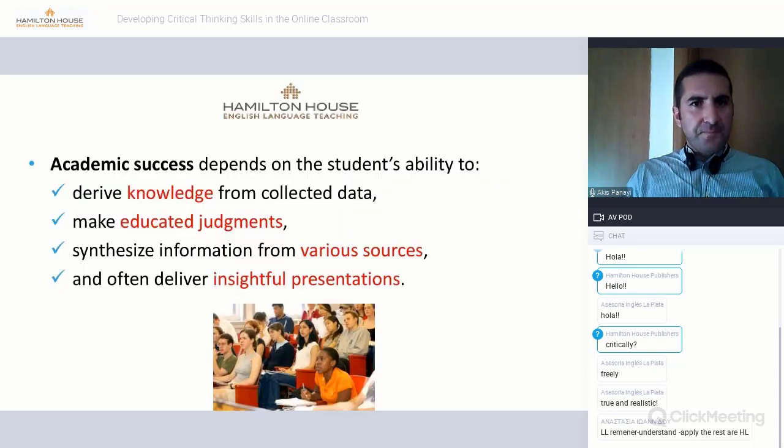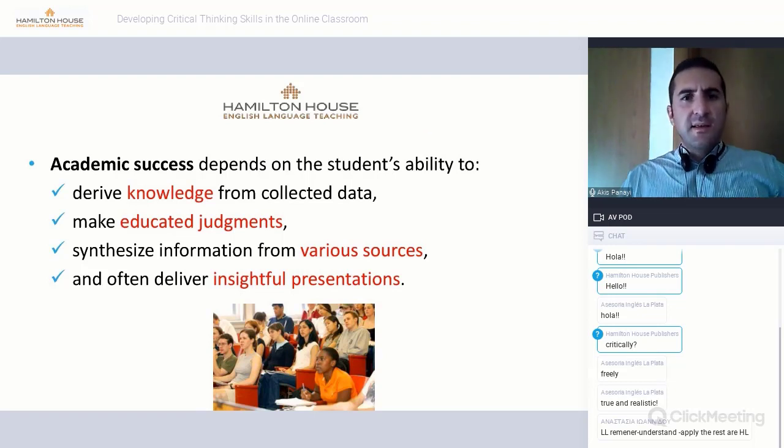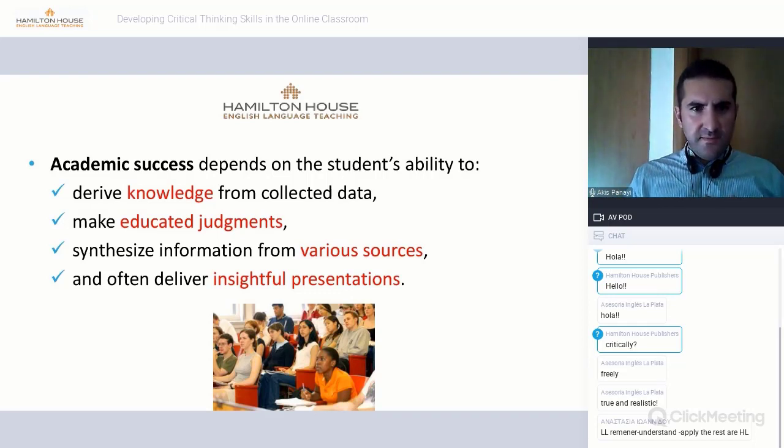And let's not forget that academic success depends on the student's ability to derive knowledge from collected data, be selective with their data, make educated judgments, synthesize information from various sources, and deliver insightful presentations.